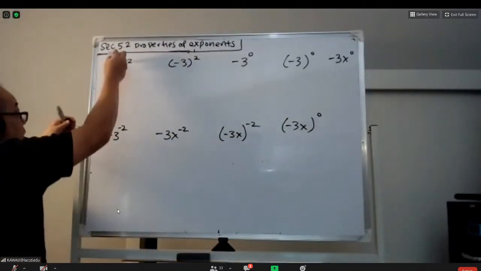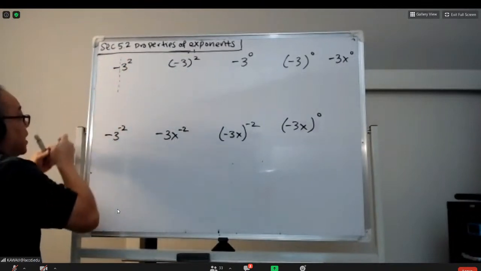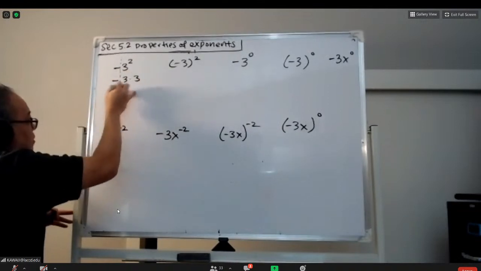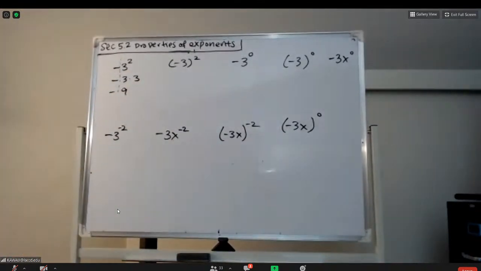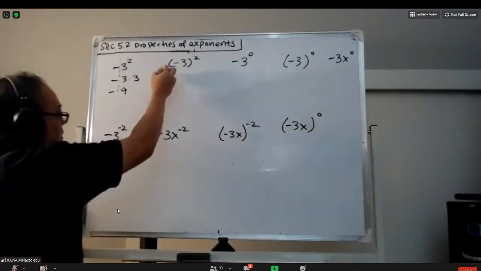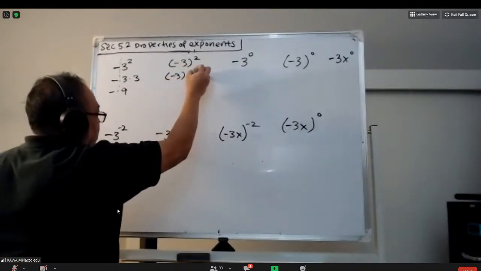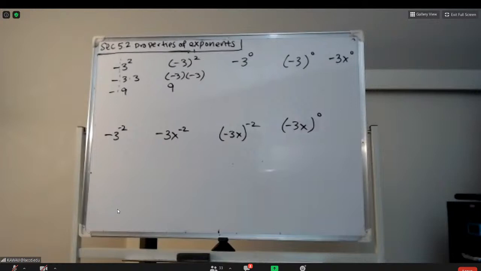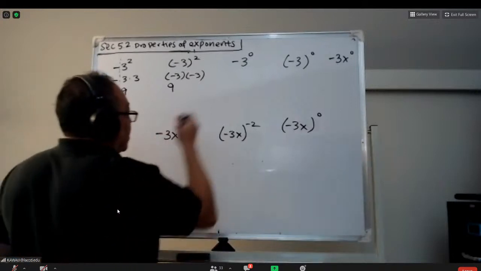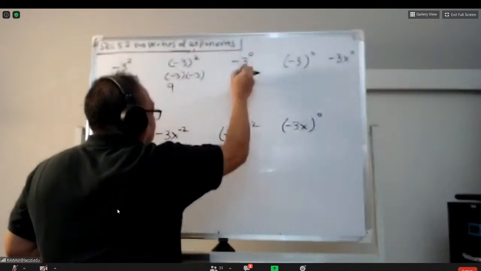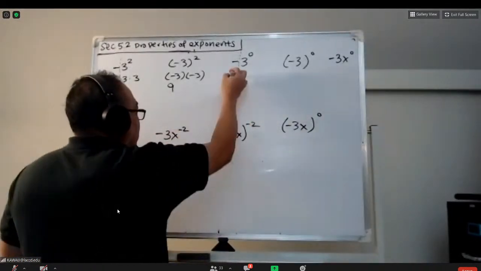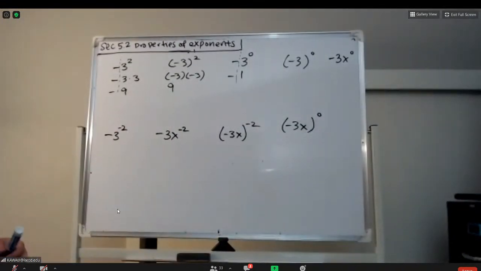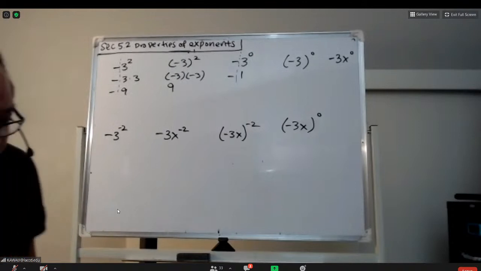Now, that negative is not connected to the 3. That's -9. This one is -3 times -3 is equal to, a negative times negative is positive. Now this negative is not connected to the 3. So 3 to the 0 is 1, so that's -1. Okay, keep working yourself down. And there are going to be a lot of these on your homework.